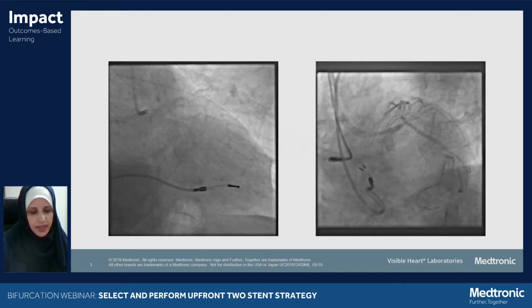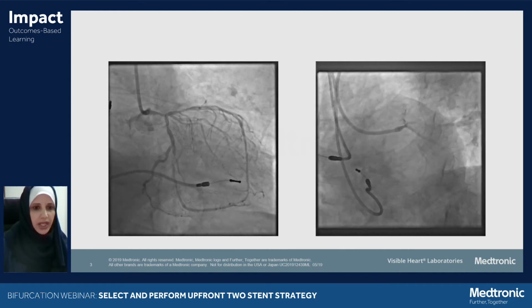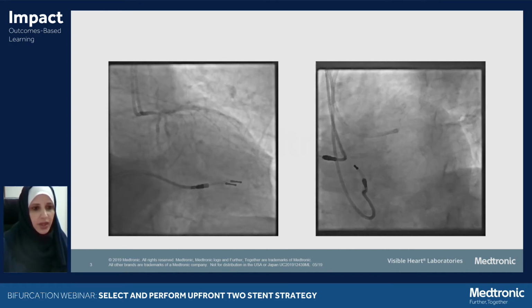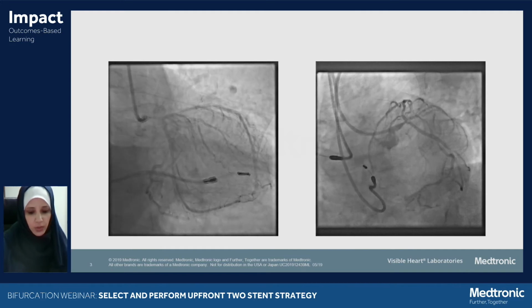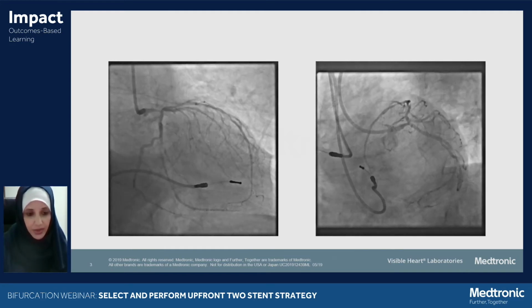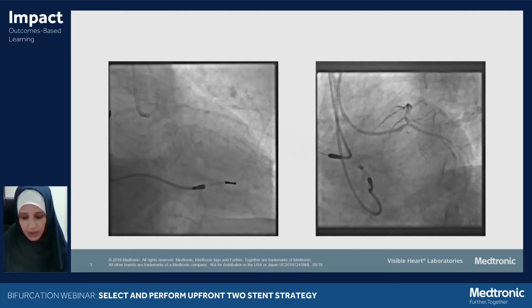But at this point in time, it was important to stop, talk to the patient and the family, and explain to them that surgery is not an option and we need to proceed with something else, which is complex multivessel PCI.